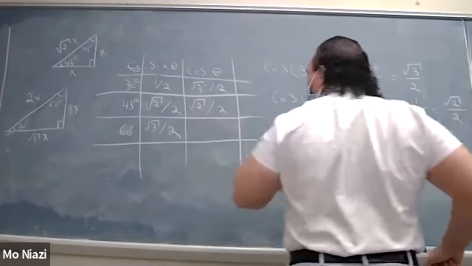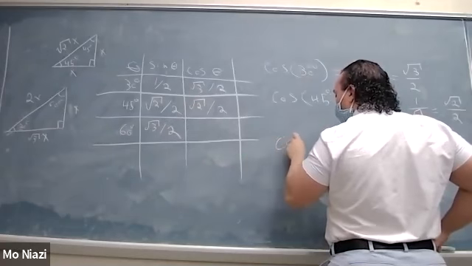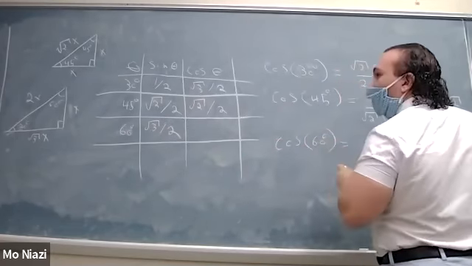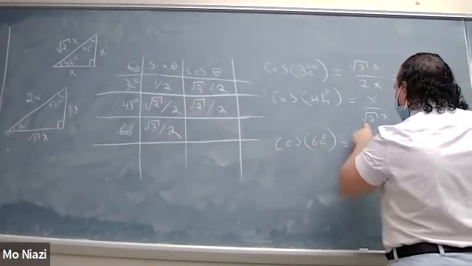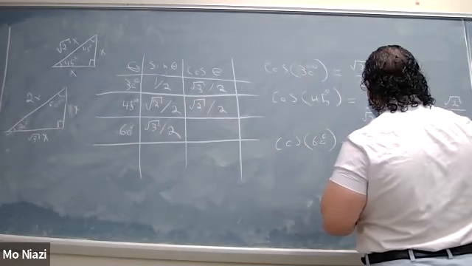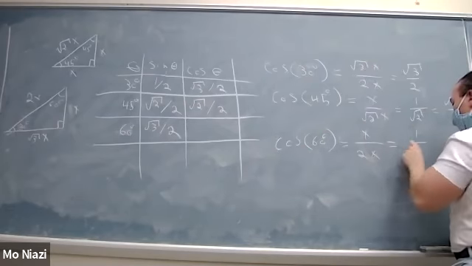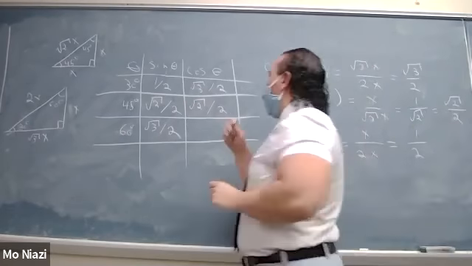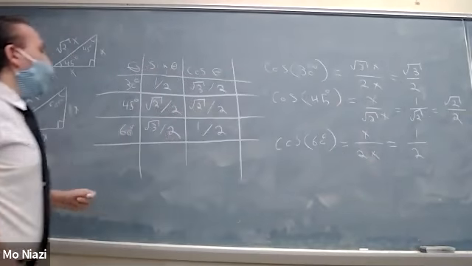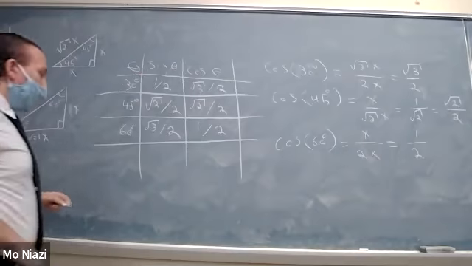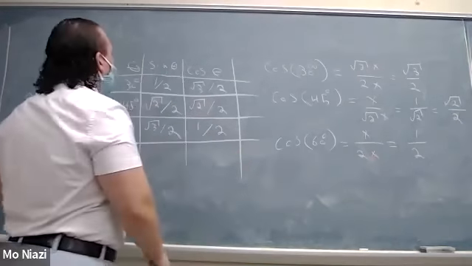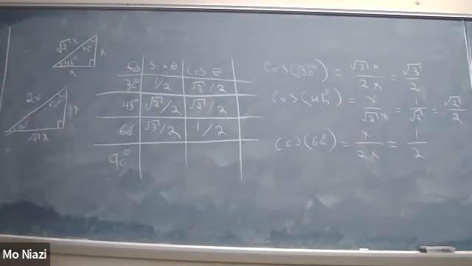And what is the cosine of 60? X over 2x. So you get a 1/2. Now let's include that 90 degrees. What is the sine of 90 degrees?